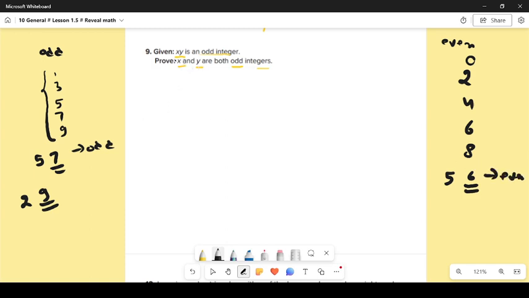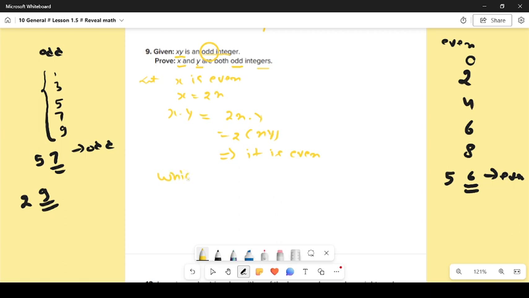Let's start here. I will consider just the opposite. What opposite? I will say that either x or y, one of them is even. Let x be even. If it is even, I can write x in terms of 2n. Any number which is even will be in terms of 2n. So x times y, I can write as 2n times y, which is 2ny. Now you can see this 2ny is a multiple of 2. This implies it is even, but according to the question it should be odd, which is wrong.